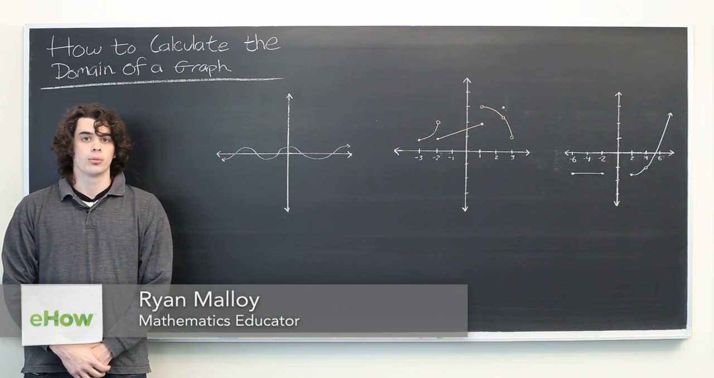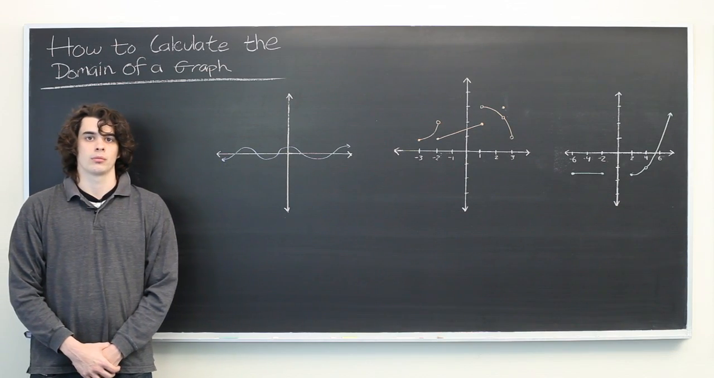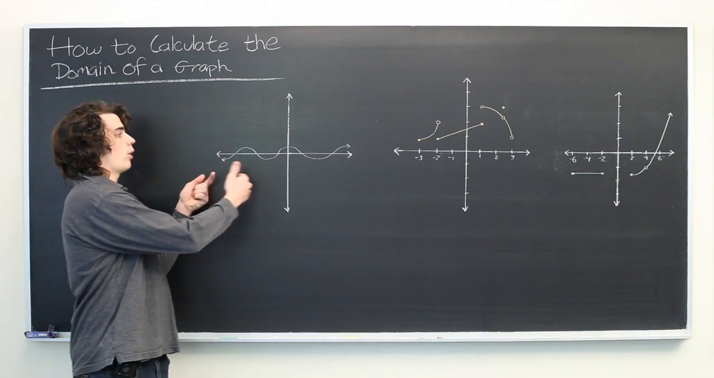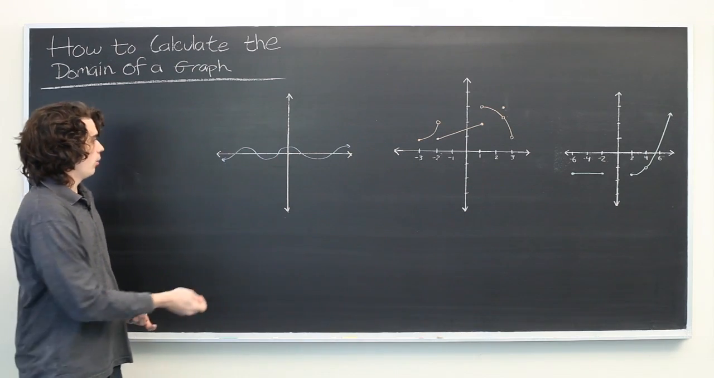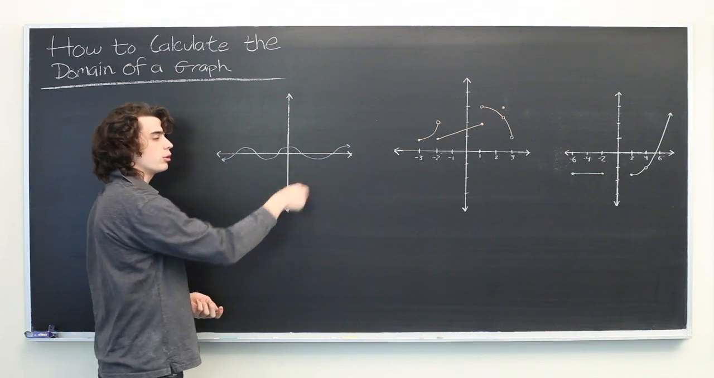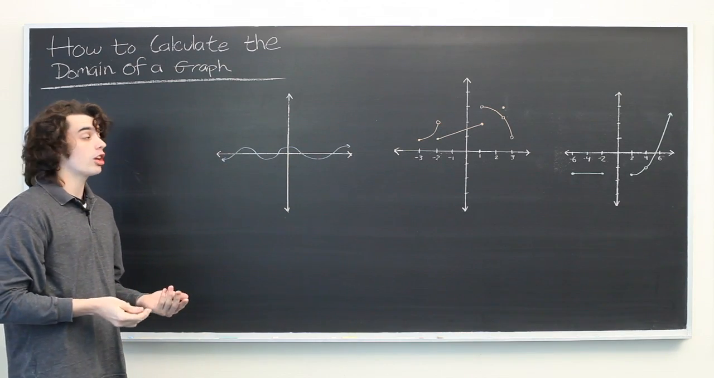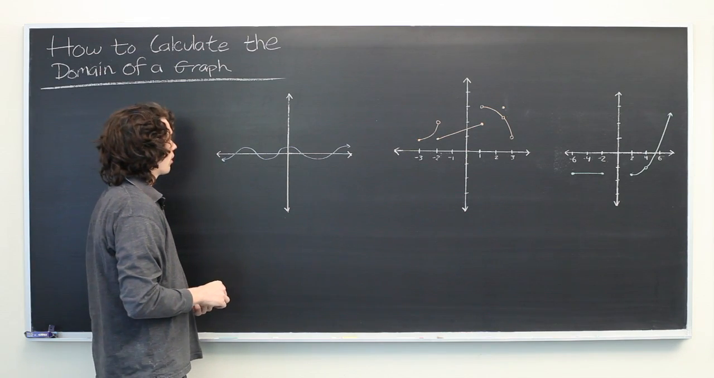In this video, we're going to discuss how to calculate the domain of a graph. Now, the domain of a graph is, simply put, the range of values for which the graph is defined. And we'll start with this function here, our blue squiggly curve, which looks like it could be the graph of a trigonometric function, perhaps a cosine curve, for example.